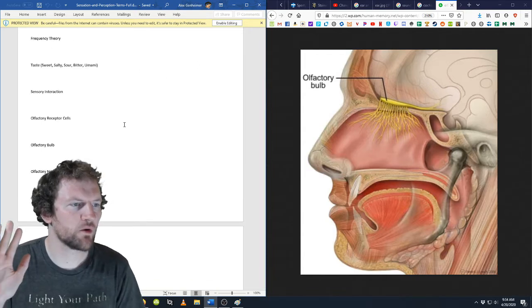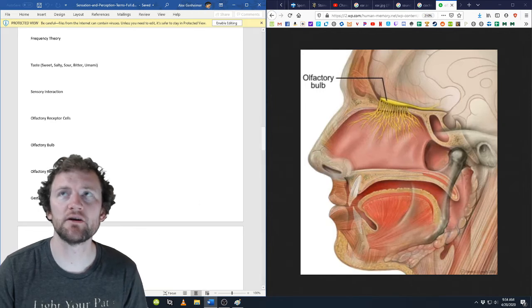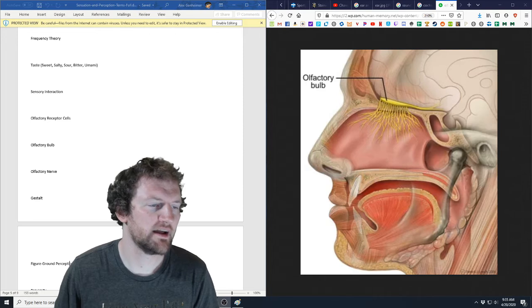There are 5 categories of taste, 4 that you know of and 1 that's weird, and that is sweet, sour, salty, bitter, and umami. Umami is the most recent one, and it is a meaty, proteiny flavor.